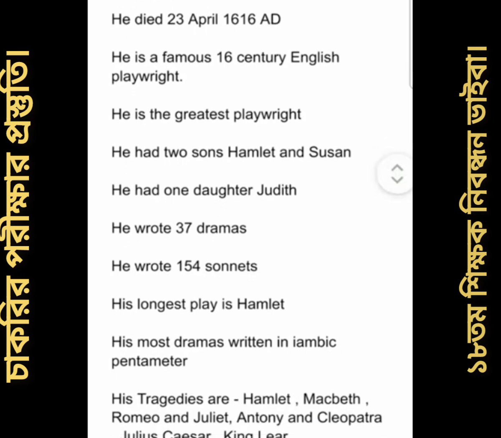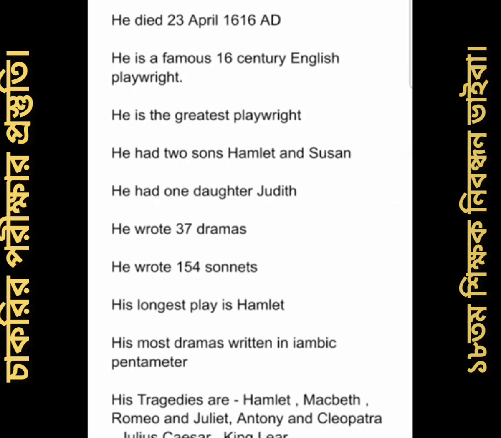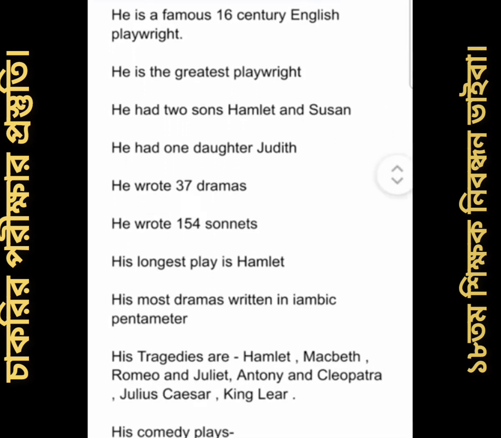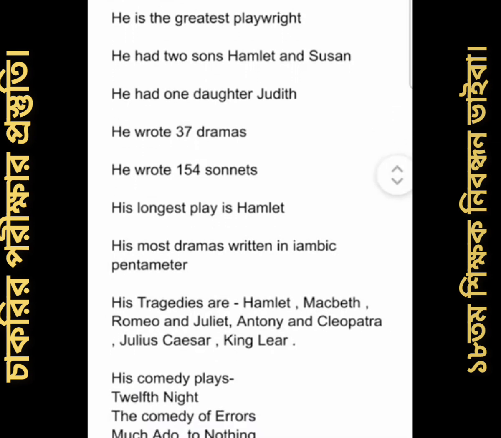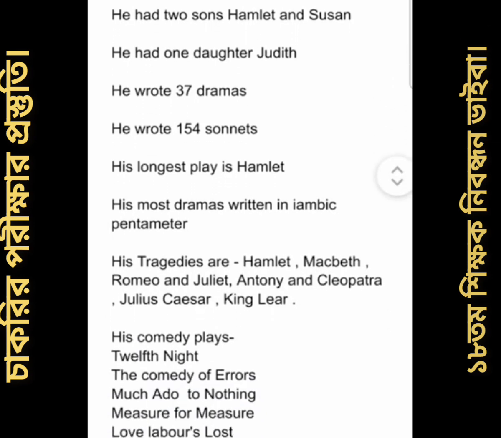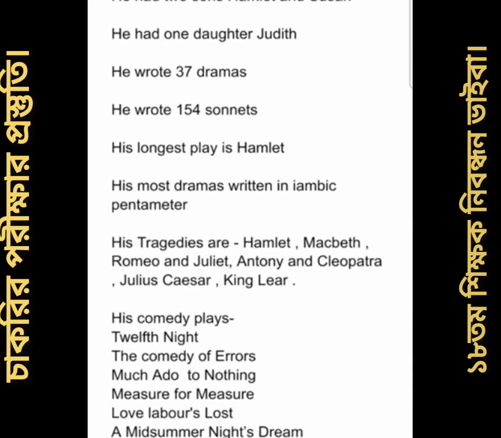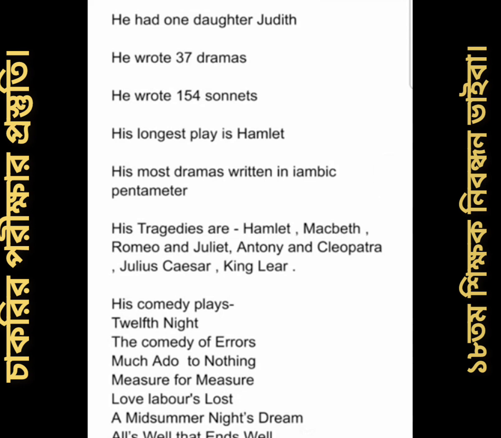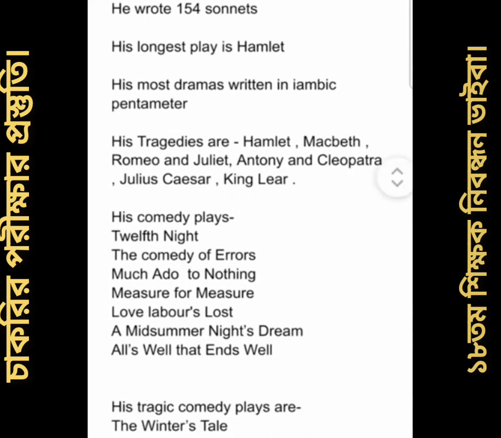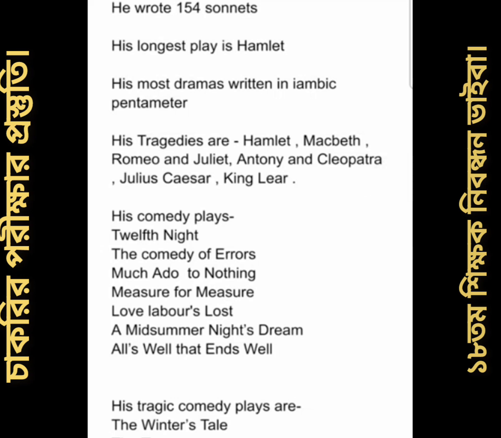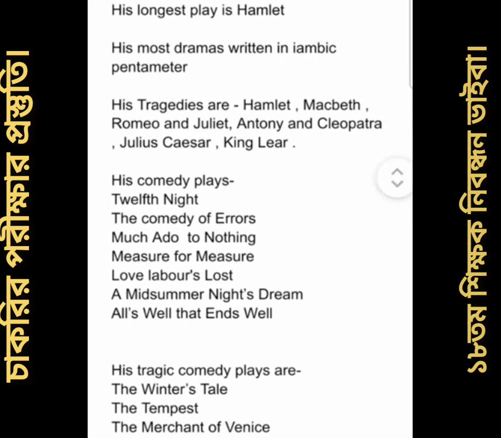William Shakespeare was born on 23 April in 1564 AD. He died on 23 April in 1616 AD. He is a famous 16th century poet. He is the greatest playwright. He had two sons, Hamnet and Susanna. He had a daughter, Judith. He wrote 37 dramas. He wrote 154 sonnets. The longest play is Hamlet. Most of his dramas are written in iambic pentameter.